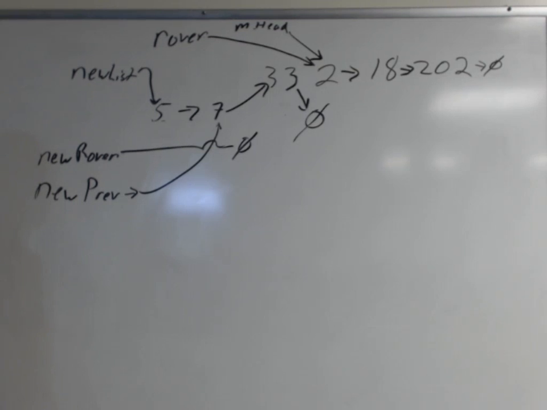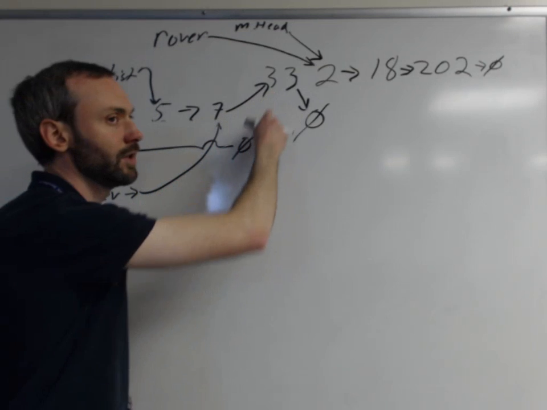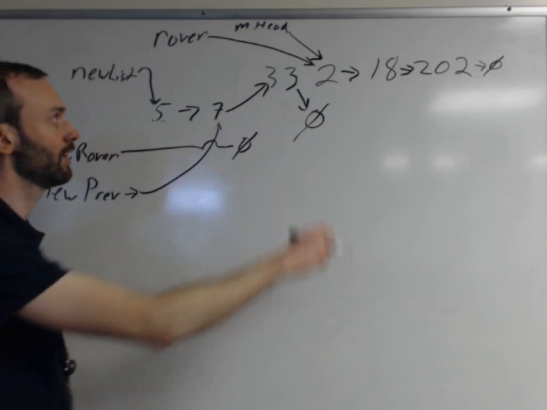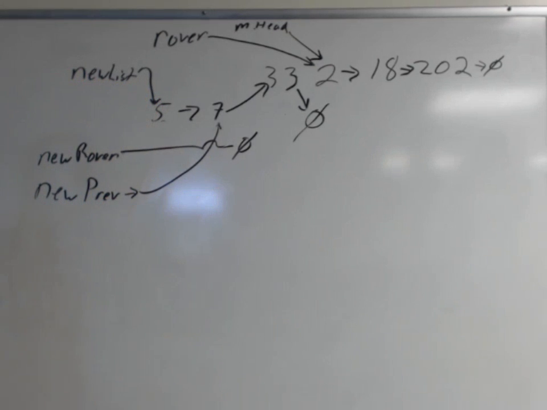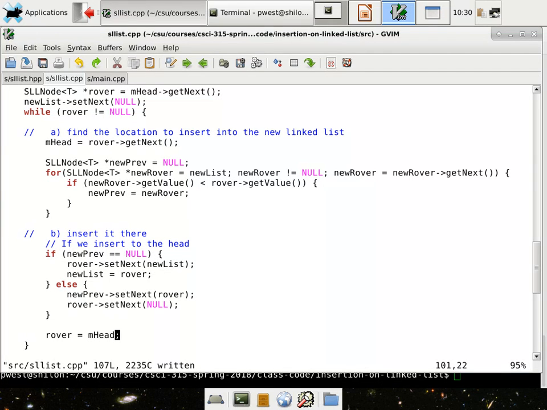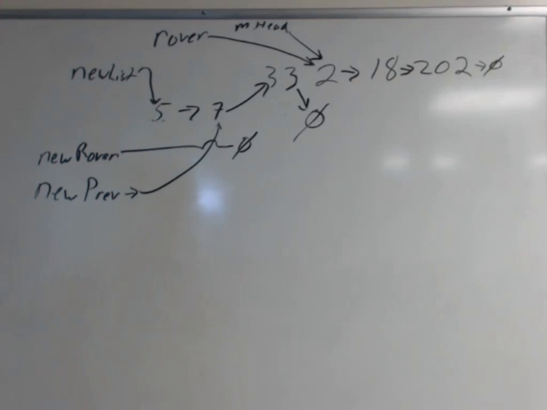All right. Now, is this correct so far? Is 5, 7, 33 sorted? Yeah. And we have a handle to the rest of the array. So we're not to the other little errors that we made yet, but that's okay. Let's go ahead and check back. That's the end of this for loop. So let's go back up to the while loop. While rover is not equal to null, is rover null? No. Make mhead point to the next.